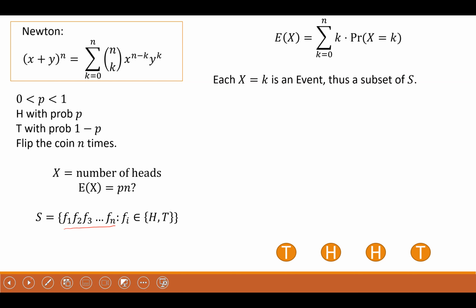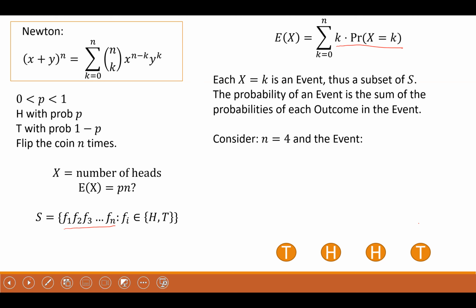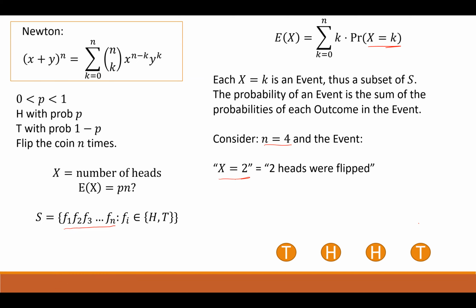Okay, so let's expand this out and look at the terms and see how we can compute their probability. Not just their probability, but the value K times the probability that X is equal to K. We remember that we can use our random variables to define events. An event is just a collection of outcomes. So say we flipped our coin 4 times, and the event is that we flipped heads twice. Just as an example, we're going to find the probability of this and see what this term looks like. Okay, so we have an event, 2 heads were flipped.